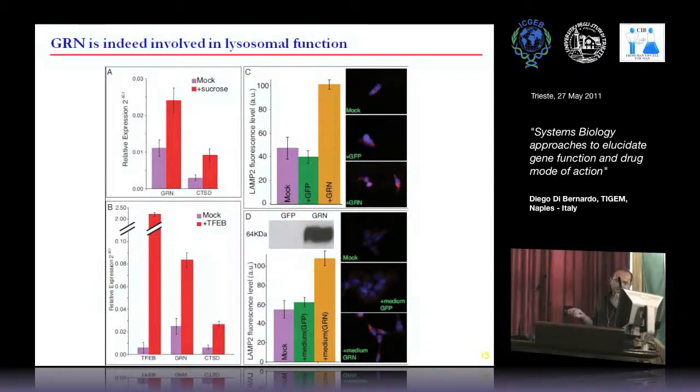And here instead is a LAMP2 immunofluorescence assay, which shows that when we overexpress granulin in the cells, we have an increase in LAMP2 fluorescence. And when we get the medium of cells that are expressing granulin, and we use the medium on wild-type cells, again we see an increase in LAMP2. We also did the electron microscopy, I don't show it here, where we see that we have an enlargement, not an increase in the number of lysosomes, but an enlargement of the lysosomes.